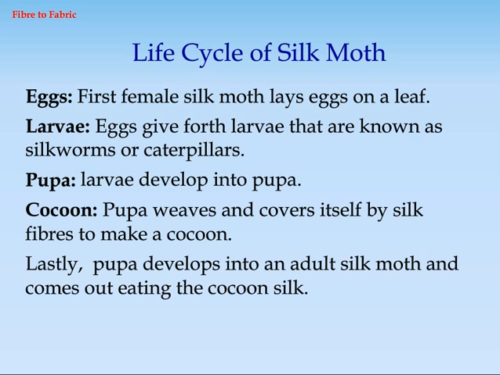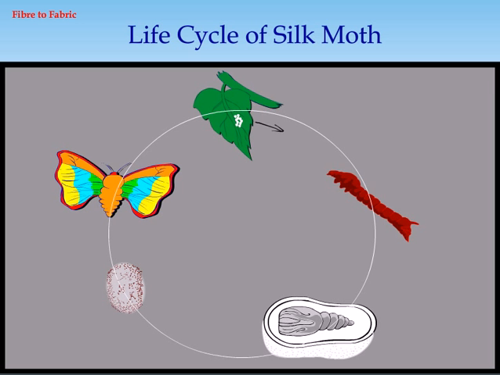Pupa. Larvae develop into pupa. Cocoon. Pupa weaves and covers itself by silk fibers to make a cocoon. Lastly, pupa develops into an adult silk moth and comes out eating the cocoon silk. Life cycle of silk moth.